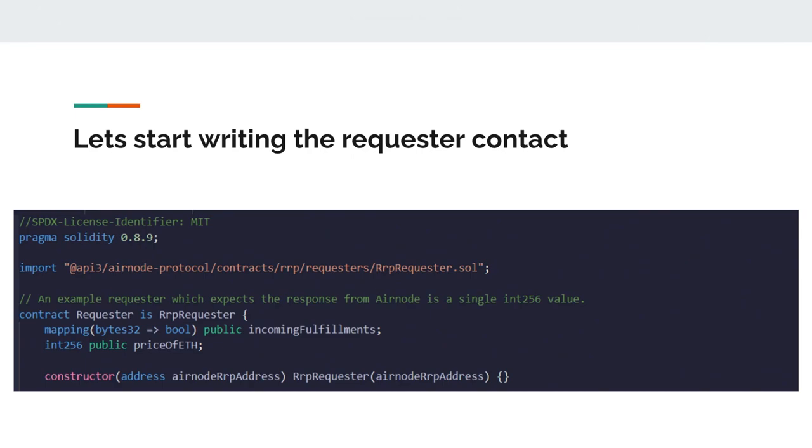We'll be writing our own requester contract. What we'll start off with is by defining the RrpRequesterV0.sol. Any contract that wishes to communicate with Airnodes needs to import RrpRequesterV0.sol. Once you do that, you need to inherit it. After you have inherited it, you just need to define an incoming fulfillment mapping. This basically says that the request has been fulfilled or not fulfilled. And in this case, the data we want is the price of Ethereum. So we'll just define a variable to store it in. After that, we'll define a constructor and call the parent constructor of RrpRequester. As the address, we'll be specifying the Airnode RRP contract.